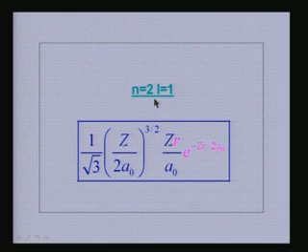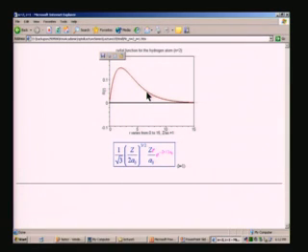N equal to 2, l equal to 1 is simply r times e to the minus zr by 2 a naught. This starts from 0 and increases as r increases, but the exponential eventually tapers off the function, so it grows from 0 to a maximum value and then goes back to 0 as r increases. This is the radial function for n equal to 2, l equal to 1.